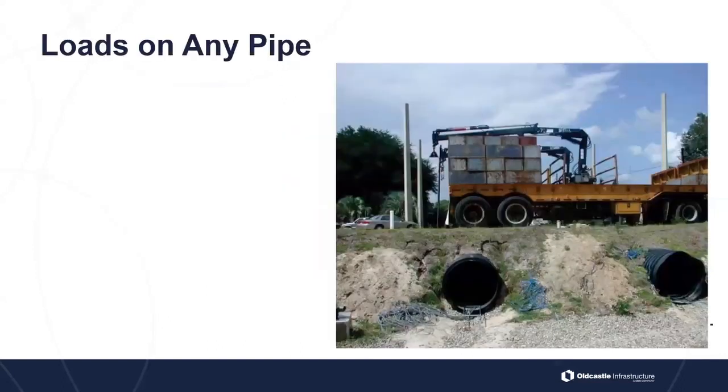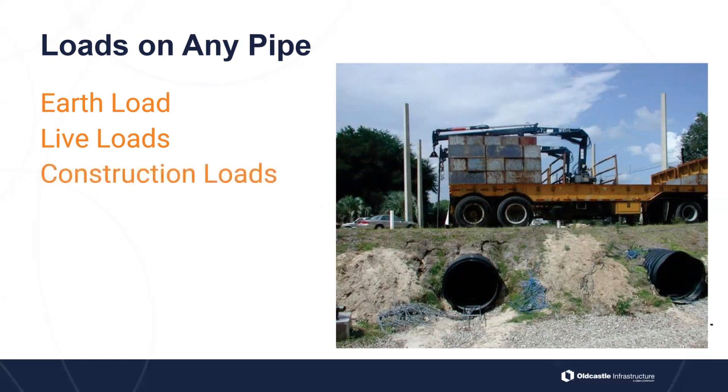When we look at what loads could be on a pipe, this picture shows a lot of different loads happening at once. First of all, we're going to have an earth load, the soil that's on top of the pipe. We're also going to have live loads on top of that. Any vehicles driving or moving on top of that pipe, that's our live load.